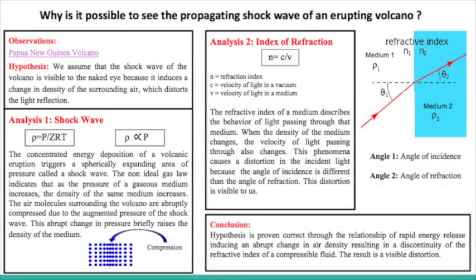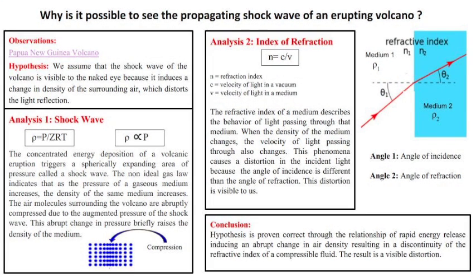When a volcano erupts, a large amount of energy is deposited. This energy gets carried by the surrounding air molecules to form a supersonic wave called a shock wave. This shock wave causes an area of pressure to expand spherically outwards from the core of the volcanic eruption. The abrupt propagation of pressure naturally triggers the change in the density of the surrounding medium.